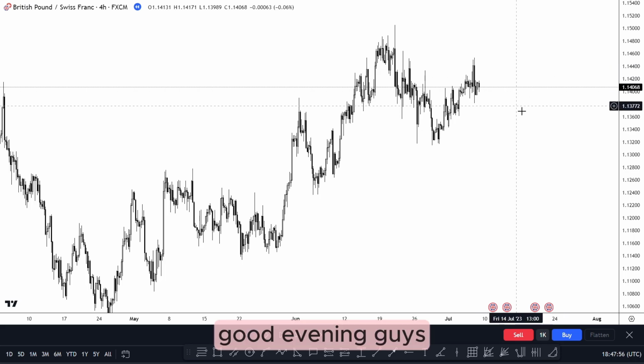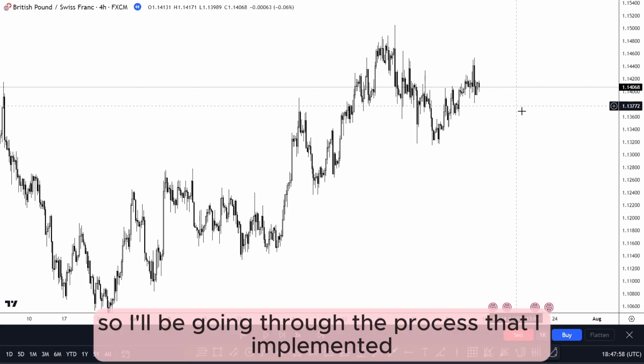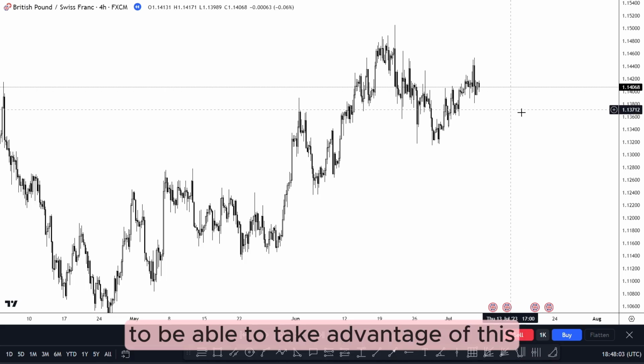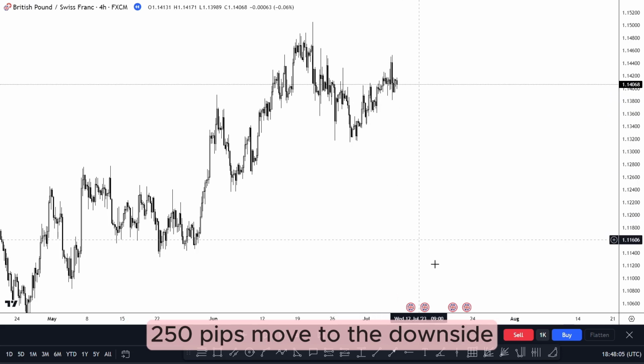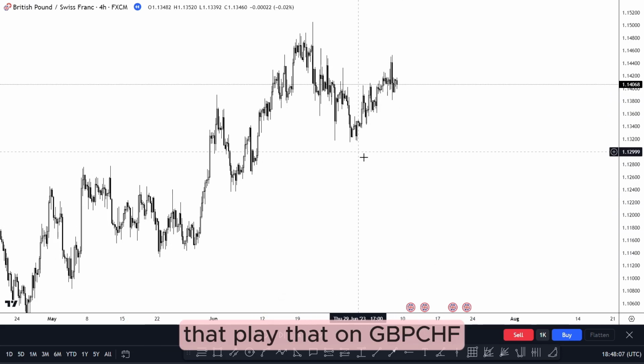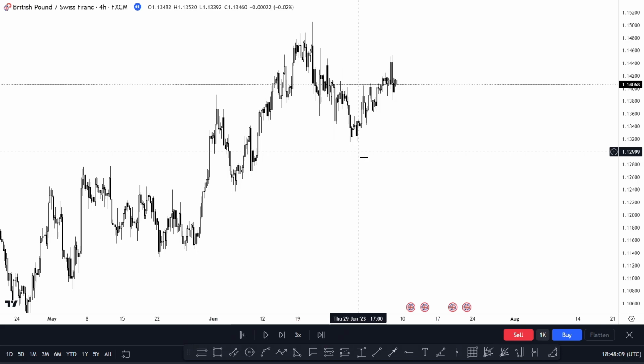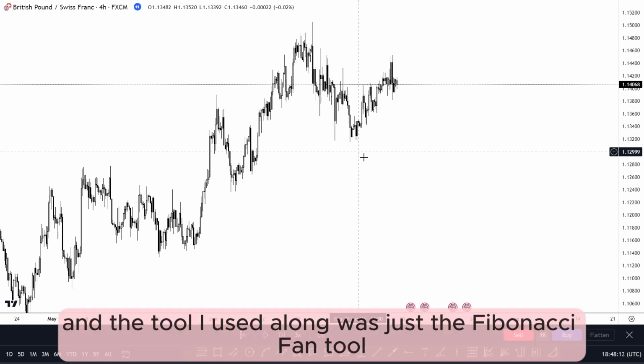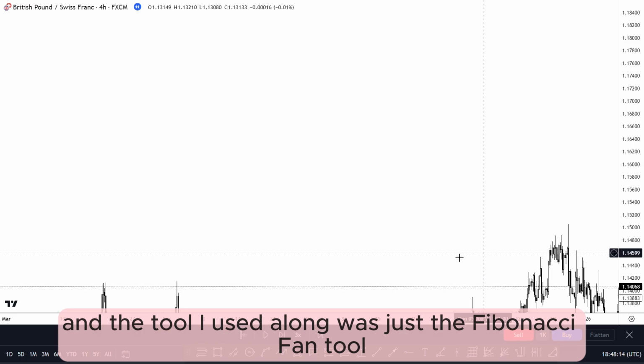Good evening, guys. So I'll be going through the process that I implemented to be able to take advantage of this 250 pips move to the downside that played out on GBPCHF. And the tool I used alone was just the Fibonacci Fan tool.